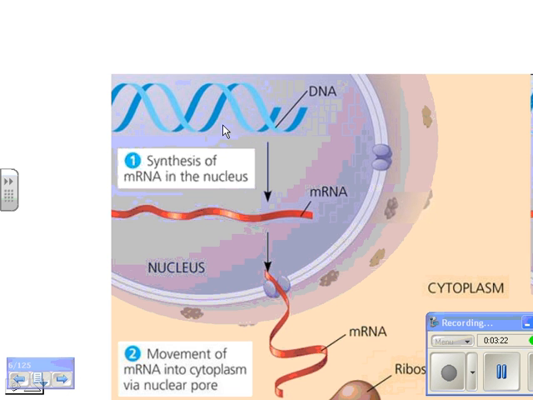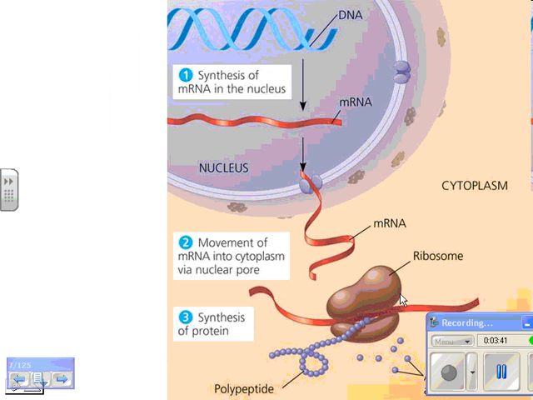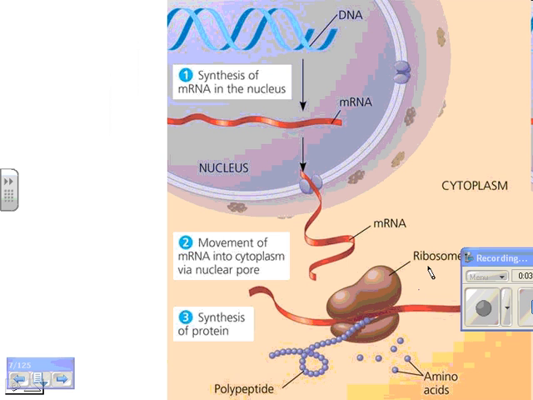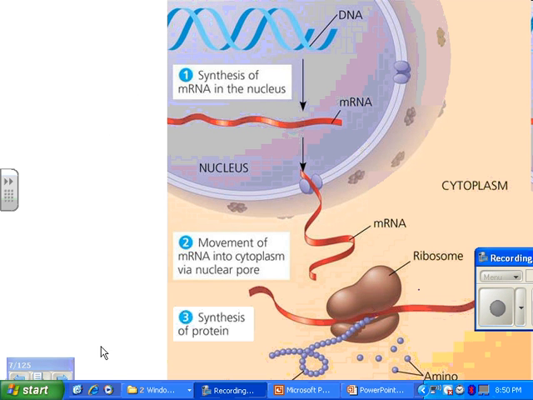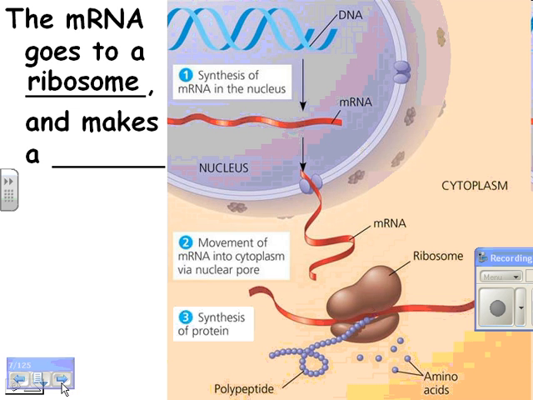So big picture, DNA makes RNA, and that happens in the nucleus. Then the RNA leaves the nucleus, goes through that nuclear pore, and goes out to everything outside the nucleus, which is called the cytoplasm. That's the goop and all the organelles. Then it finds one particular organelle, and here it is. It's called a ribosome. So the mRNA goes to a ribosome and makes a protein.